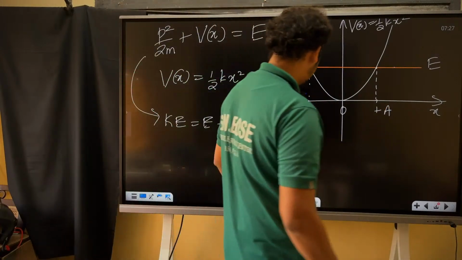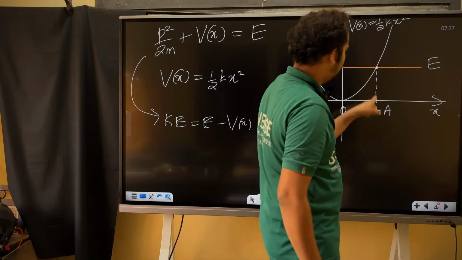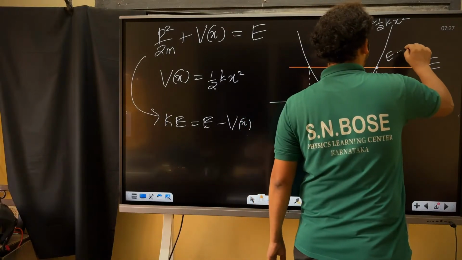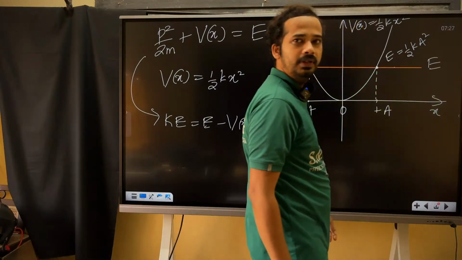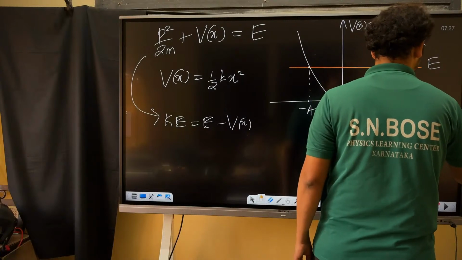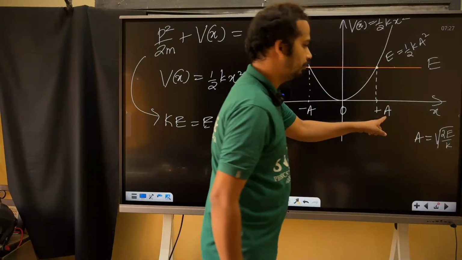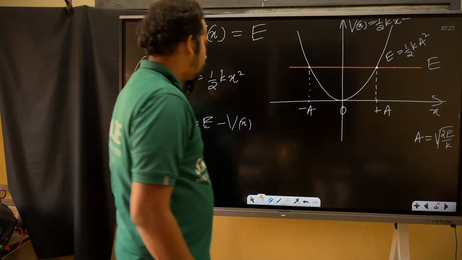How do you find minus A and plus A? By equating energy to potential energy. I mean, how do you find this location on the x-axis? By equating E is equal to half k A square. Fine. That A is nothing but root of 2E by k, plus root of 2E by k, minus root of 2E by k. Now look at here.